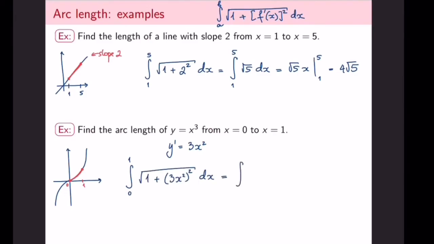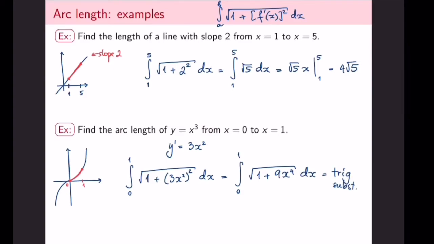Okay, simplifying this a little bit, if I square everything, I'm going to get 1 plus 9x to the 4th dx. And if we were to proceed with actually solving this integral, notice that there's nothing else I can do to simplify it, so I have to look at this structure as a whole. It's a square root, 1 plus something squared. There's nothing else outside of this integral, which suggests that I'm going to have to use trigonometric substitution.